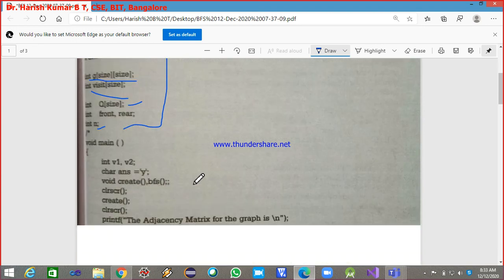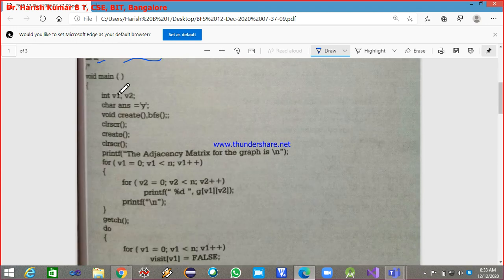Yes, sir. Okay. Next, we have the variables v1 and v2, and then answer is equal to yes, which is a character variable, because I keep repeating this. Then clear screen. These are the functions. We have one with the name create and clear screen. Now, the adjacency matrix for the graph is read here.